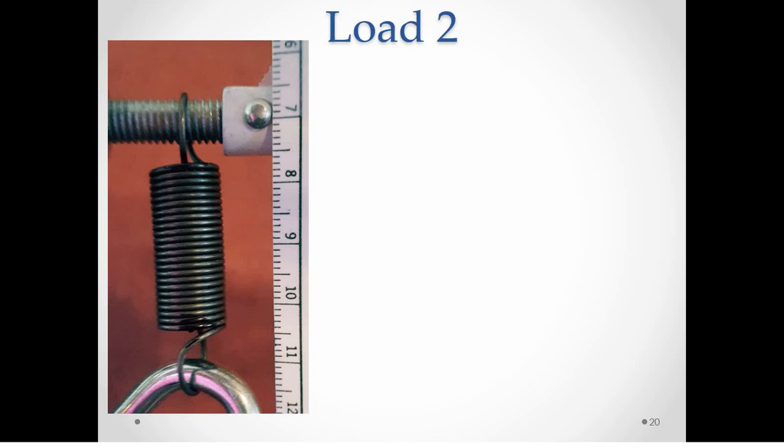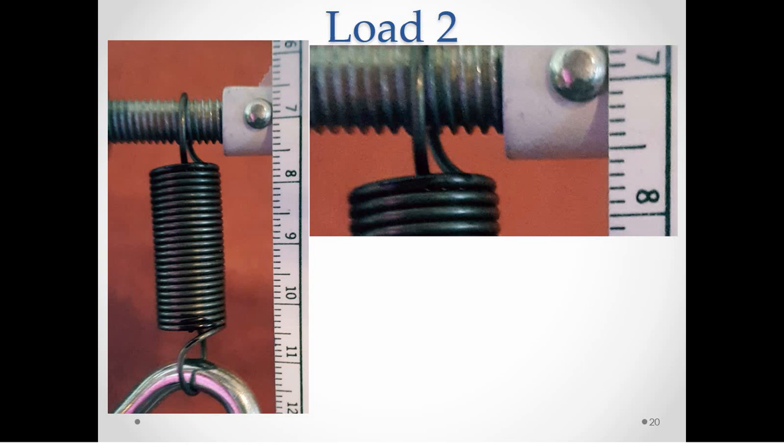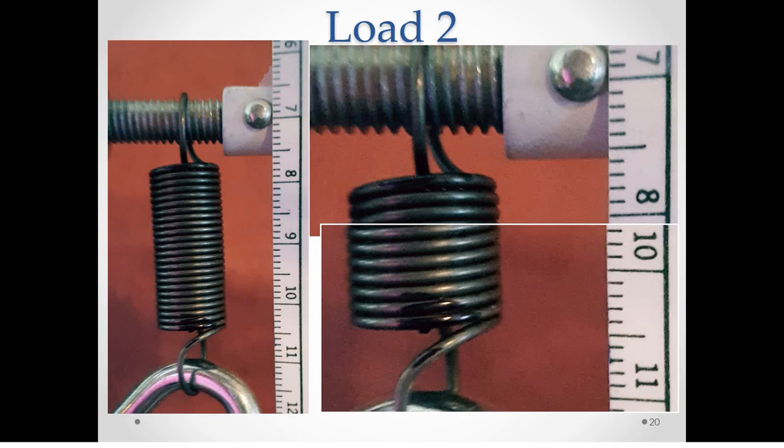The image shown is a close-up of the spring after the first load was hung from the spring's bottom loop. The image at top right is a close-up of the left image. Record your measurement and click on the Continue button. The image at bottom right is a close-up of the left image. Record your measurement and click to continue.